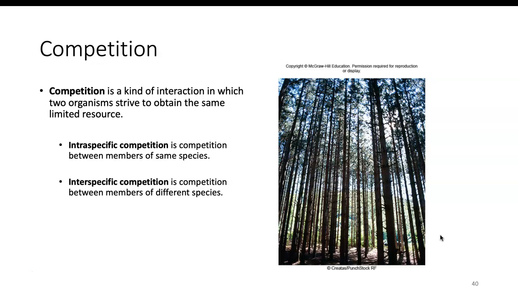Competition has two types. Intraspecific is competition between members of the same species. If it's different species, we call it interspecific competition. For example, the trees, right? For the same species, the taller trees have the advantage of getting sunshine, right? So as time goes on, the shorter trees will die because they cannot get the sunshine.